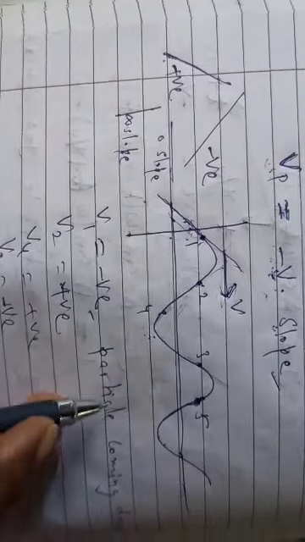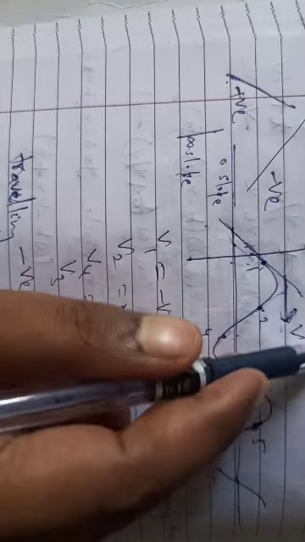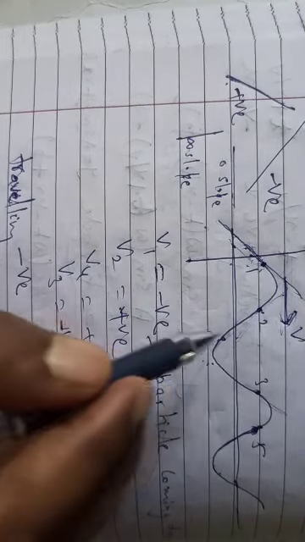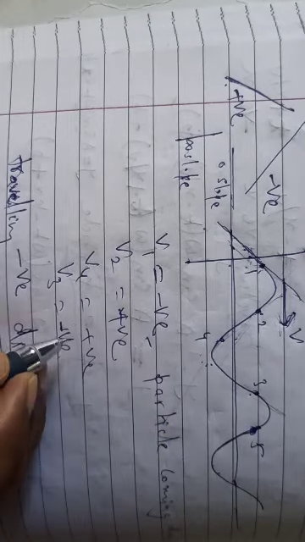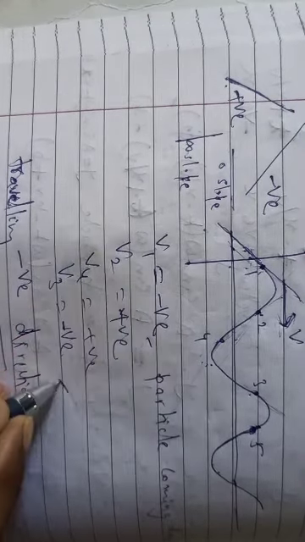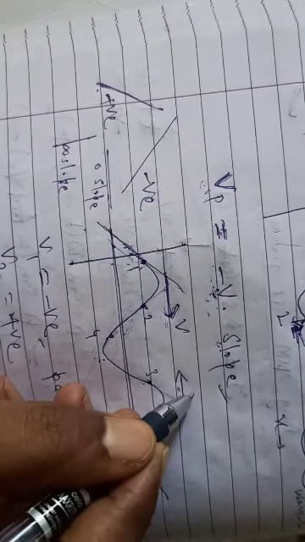If you want to find the velocity of the second particle, V2 will be positive. Why? The slope is negative and v is positive, so negative into negative is positive. Just like that, V4 will be positive, V3 will be negative. You can just do that. If the wave is traveling in the opposite direction, in this direction, then v will be negative. So for the first particle you will be getting the opposite sign.